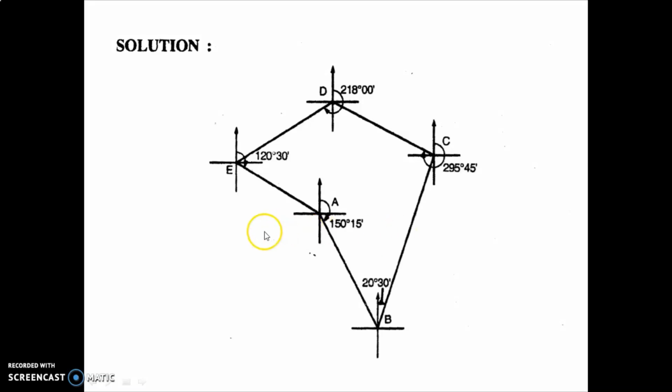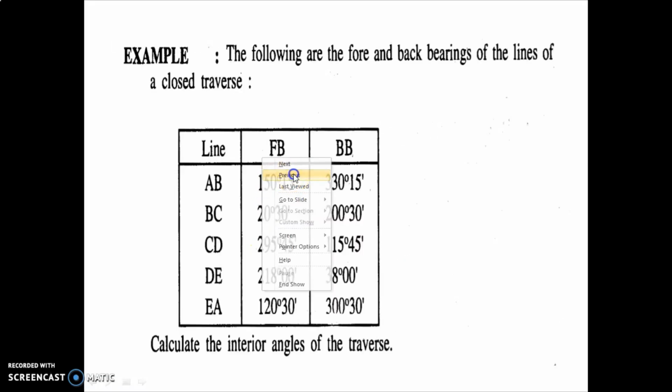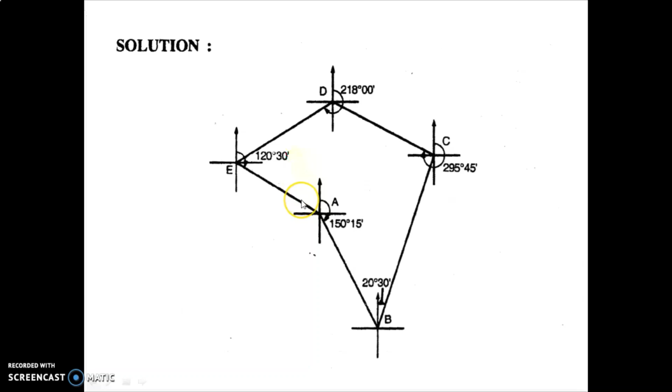When you draw this traverse, you have to use all the fore bearing readings or all the back bearing readings, either one. Okay. So for drawing this traverse, I will use all the fore bearing readings. First of all, you have to take one point here. Okay. You have to draw this line. You have to show the north direction. Line A, what is your fore bearing reading?